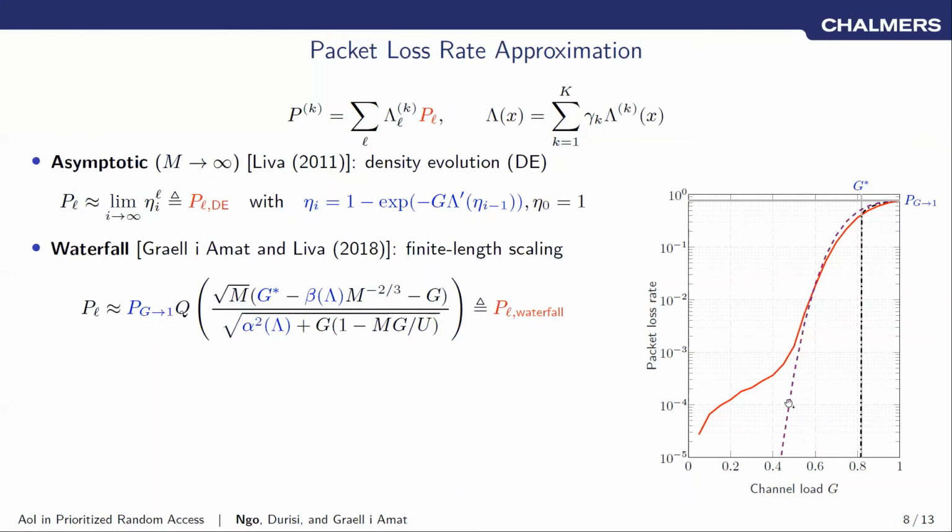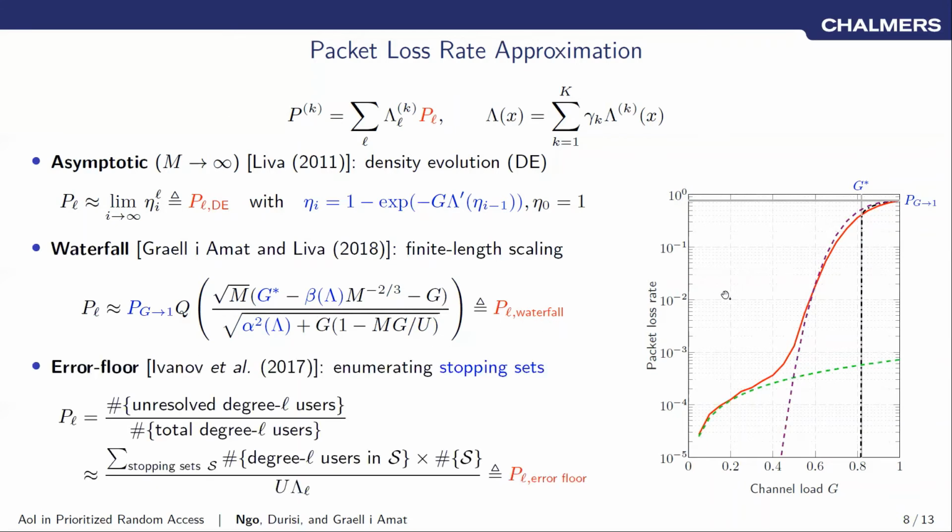In the waterfall region, PL can be approximated using the finite-length scaling of the frame error rate of the equivalent LDPC code. In this way, PL is approximated by this formula, where PL(G=1) is the packet loss rate when the channel load is 1 computed with density evolution. Q is the Gaussian Q function. G* is the decoding threshold that we have mentioned. And alpha and beta are scaling parameters which are computed for each degree distribution. We call this approximation PL_waterfall.